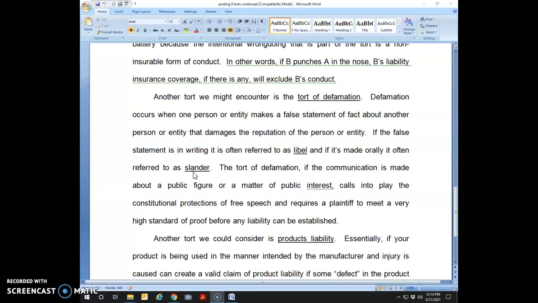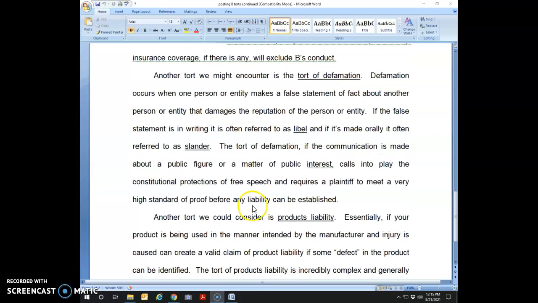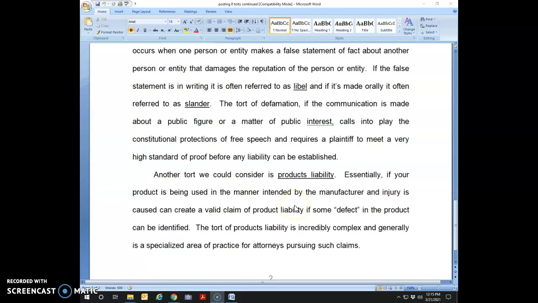And the controversial part, perhaps, is if the communication is made about a public figure or a matter of public interest, then there are United States Supreme Court decisions that say that those communications fall within the protection of the free speech provision of the First Amendment. And to recover, the plaintiff must not only establish the false statement and damages, but that the false statement was made with knowledge that it was false or reckless disregard for whether it was true or false. That's often a tough burden to get over.